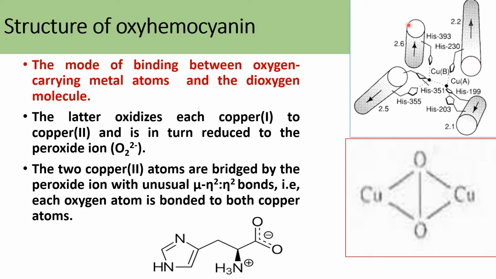It contains an alpha amino group, a carboxylic acid group, and an amino side chain, classifying it as a positively charged amino acid at physiological pH. So this is the structure of histidine, which is an alpha amino acid, attached to the copper atoms here. So the mode of binding is like that.